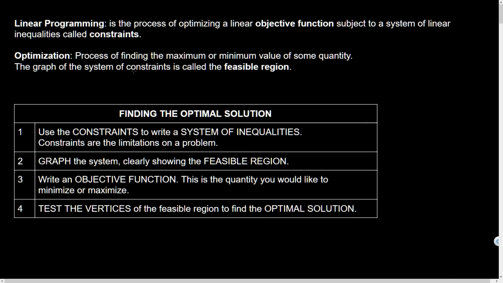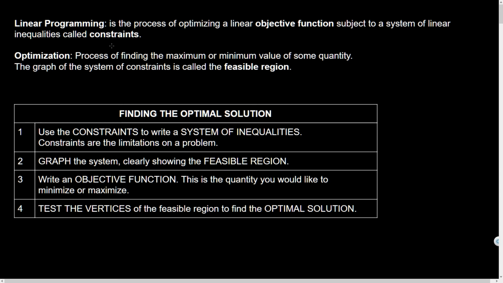So I've got a bunch of terminology and a process here, which these words and phrases won't make a lot of sense until we jump into the examples, but here we go nonetheless. Linear programming is the process of optimizing, finding the best possible solution of a linear objective function. That might be maximizing profit, minimizing cost, minimizing material use, something like that, subject to a system of linear inequalities called constraints.